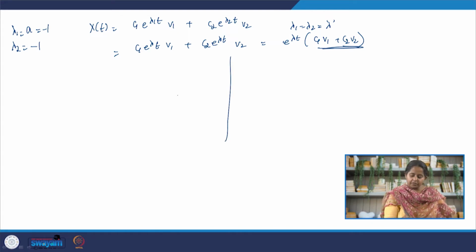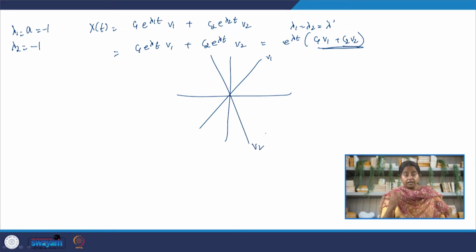If you remember in 2D systems, let's say this is eigenvector V1 and this is eigenvector V2. If an initial point is sitting on any of these eigenvectors, then the trajectory will be a line coincident with the given eigenvector. In this case, when lambda 1 is equal to lambda 2, any linear combination of these two eigenvectors V1, V2 is also an eigenvector for you. So basically all trajectories become your eigenvector.